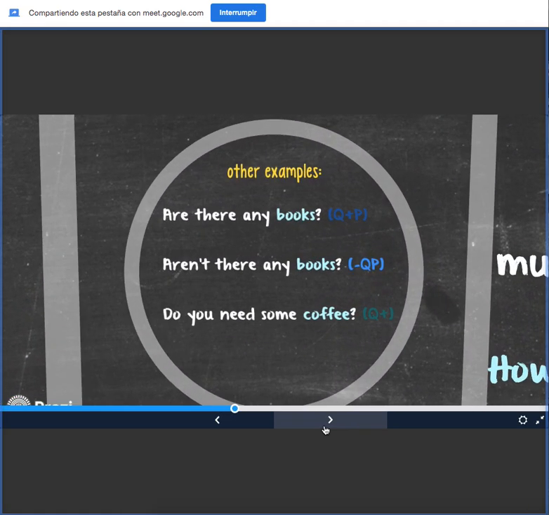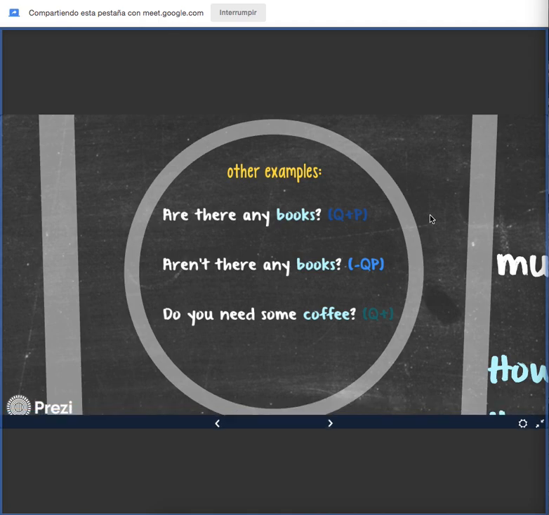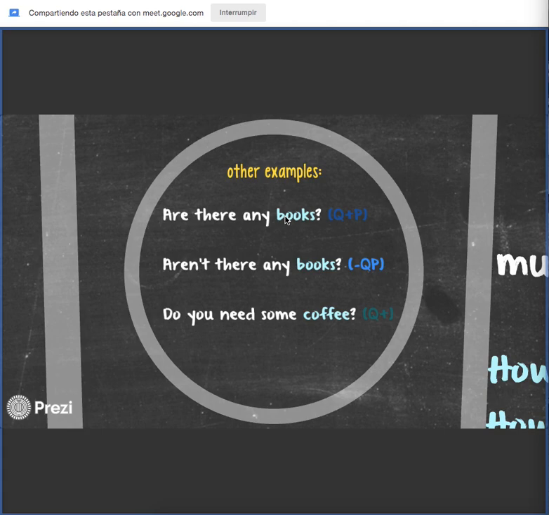Also, guys, here you have some other examples to make it easier. These examples are of questions. So look at this. Are there any books? As you can see, I don't have anything in negative here. It is not necessary because this is not negative. This is a question. So you can say, are there any books? Or you can say, aren't there any books? It's good too. Or, for example, if you are using some, you can say, do you need some coffee? In affirmative, do you need some coffee? Okay? These are just some other examples.